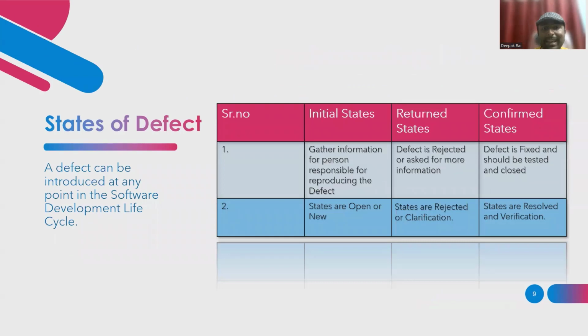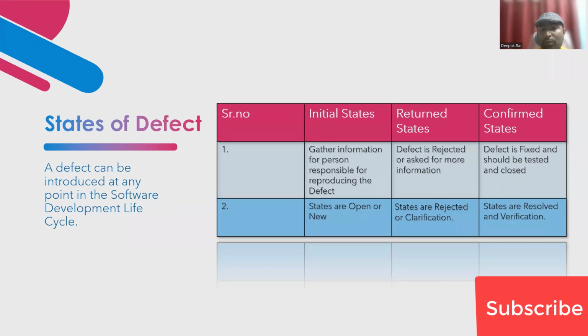Now, what are the states of the defects? A defect can be introduced at any point of time in the software development life cycle, which might be in the initial state, meaning gathering information for the person responsible for reproducing the defect. Return state: the defect is rejected or asked for more information. And confirmed state: the defect is fixed and should be tested and closed. So its states are open or new, rejected or clarification, resolved and verification. So these are the states of the defect.